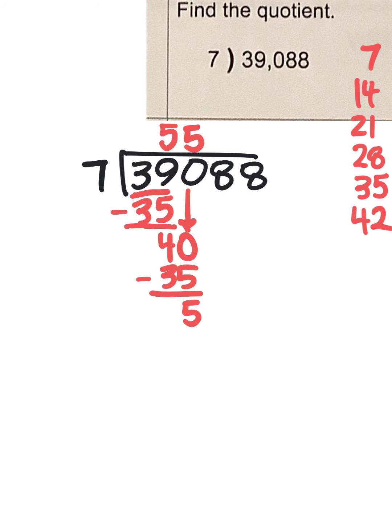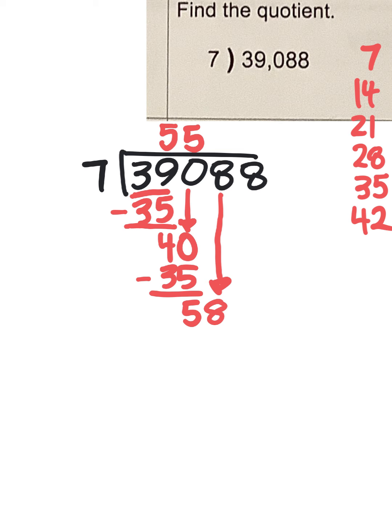This is when I check. I have to make sure that that 5 is smaller than my divisor. It is. So what am I going to do next? Bring down my 8. Notice how I'm keeping my place value in line. Notice how that is so important, especially when I have these larger numbers that I am dividing.